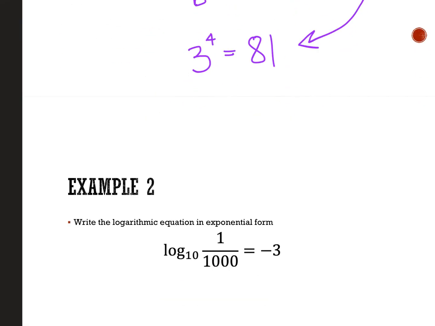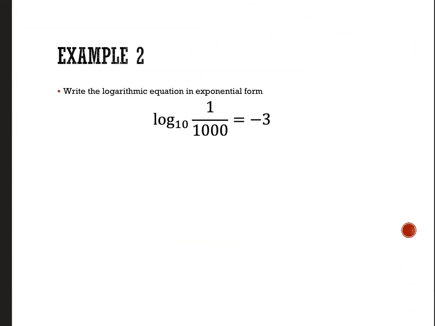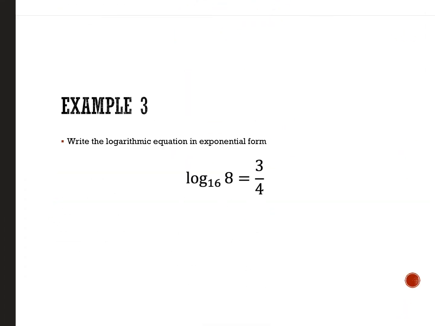Okay, I have a couple more examples of this. I just want to make sure you're really comfortable with it. All right, so the base, the answer, the exponent. Okay, they're always going to be in that order. It's log, base, answer, exponent. Okay, so rewriting this, we're going to have the base raised to the exponent equals the answer.